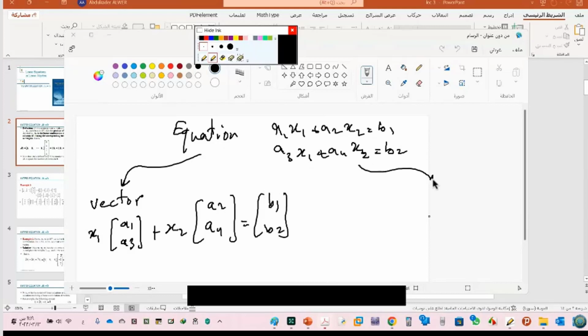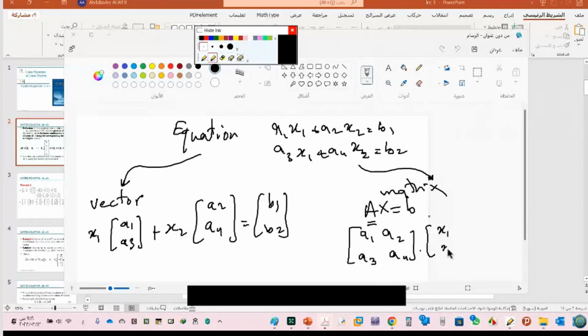Today we talk about matrix. Matrix we write in that form AX equal B. A here is a matrix. So what we have inside this matrix, we have the coefficients: A1, A2, A3, A4, multiplied by X1, X2, equal B1, B2.